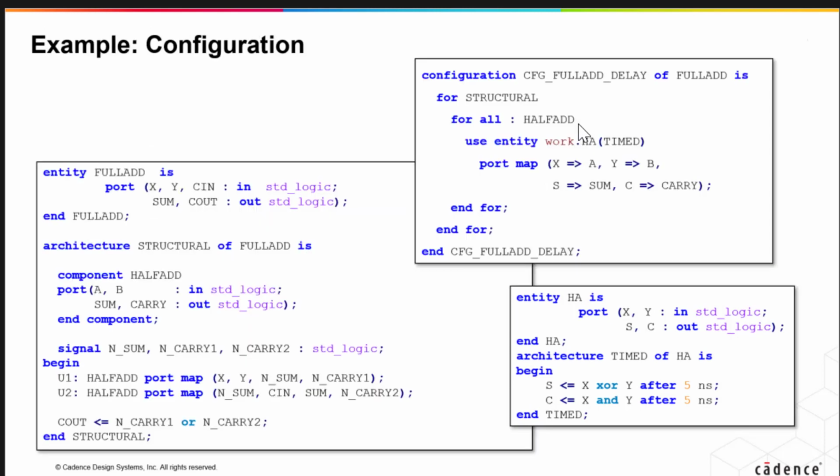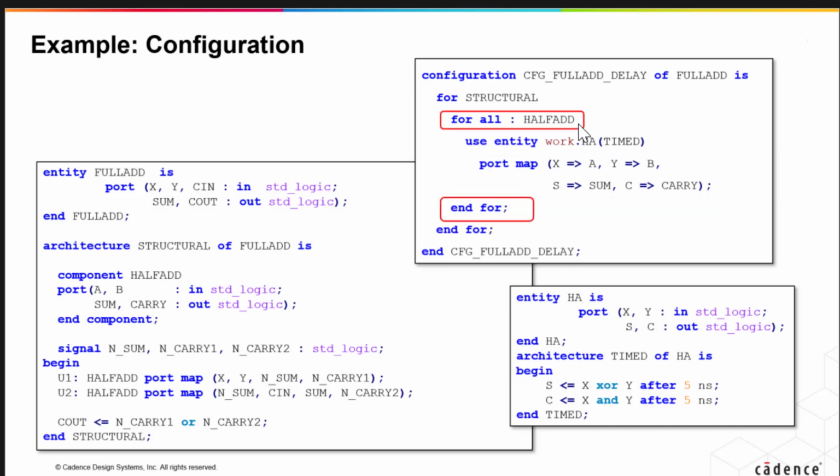The configuration CFG_fulladd_delay is associated with the entity fulladd, and configures the architecture structural. It tells us, for all instantiations of the component half-add, use the entity named HA, with the architecture timed, from the library work. Map port X on the entity HA to port A on half-add, HA port Y to half-add port B, etc. Note, named port mapping is more readable than positional.